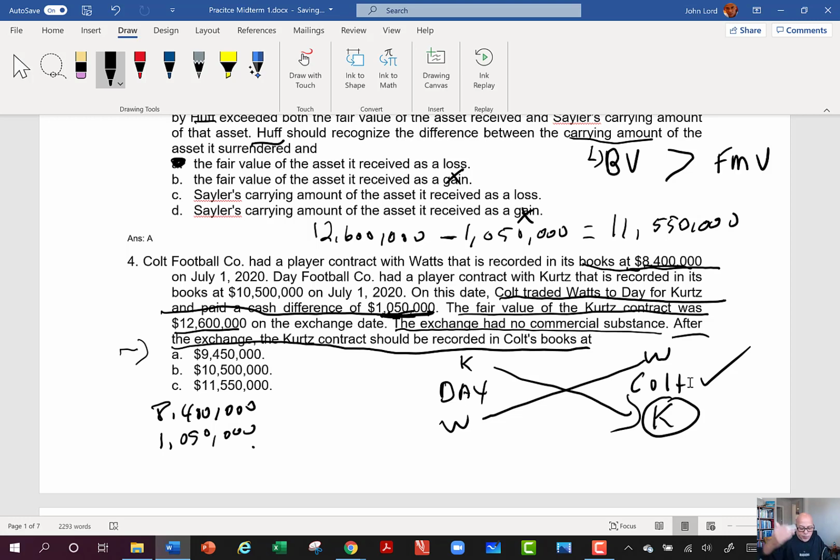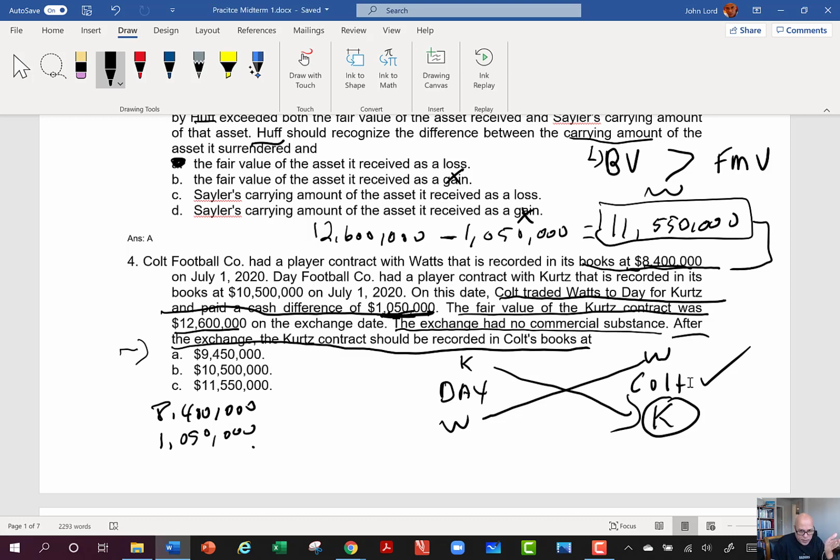So if they're saying, look, we got this great player, Kurtz, he's got a fair value of 12.6, give us Watts over there and 1,050,000 and we'll call it even. Well, that's tantamount to telling you that they think the Watts contract is worth 11,550,000. So if you look at the difference between the book value of the Watts contract and the implied fair value, because you got another player that's worth 12.6, but you had to cough up some cash too, you're saying that contract was worth 11.5. There's a potential gain there.